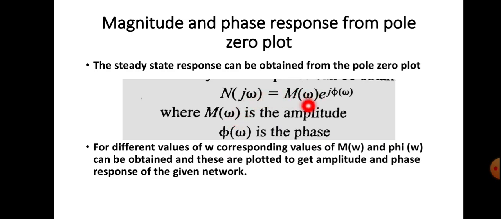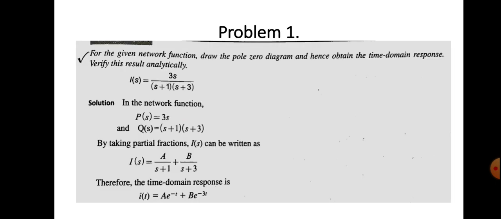So this is a function in terms of omega. If we give different values of omega, we will get the corresponding values of M(omega), so we can plot the graph of M(omega) versus omega. Similarly, for different values of omega, we will get the phase angle, so we can also plot the phase plot. Next we will do a problem.